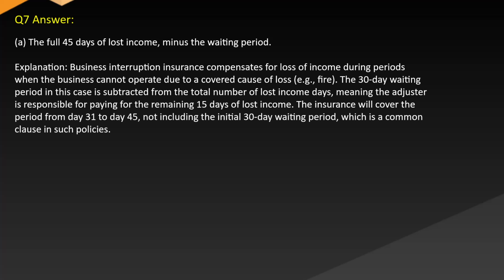Explanation: business interruption insurance compensates for loss of income during periods when the business cannot operate due to a covered cause of loss, e.g. fire. A 30-day waiting period in this case is subtracted from the total number of lost income days, meaning the adjuster is responsible for paying for the remaining 15 days of lost income. The insurance will cover the period from day 31 to day 45, not including the initial 30-day waiting period, which is a common clause in such policies.